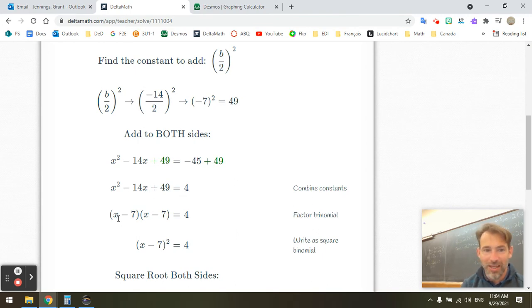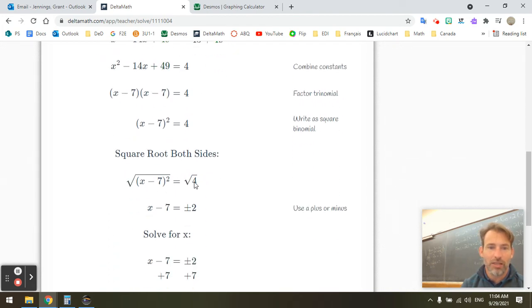I had the same thing. I had x minus 7 times x minus 7 squared. Square root both sides, x minus 7 is equal to plus or minus 2, because plus 2 also squares to 4, minus 2 also squares to 4. So they both do that.